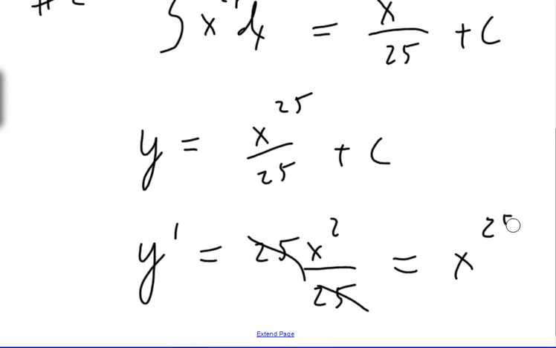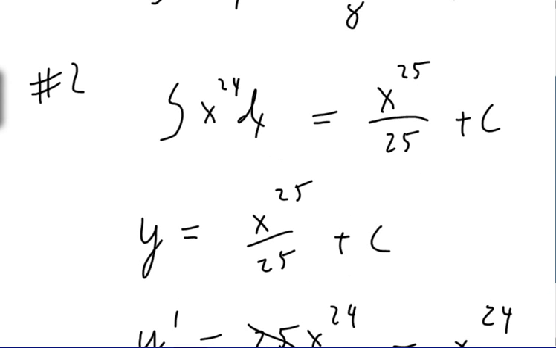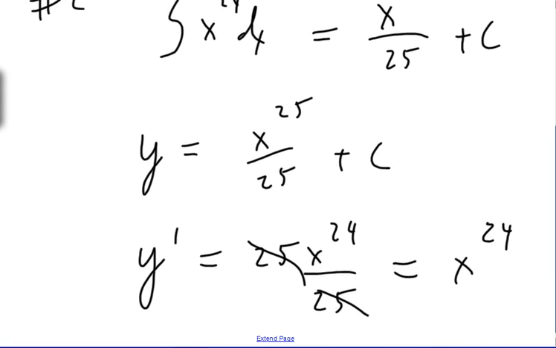The reason why it was x to the 24th and now it's 25th is because the rule is n plus 1. Yeah, exactly. That's the rule. Plus 1.